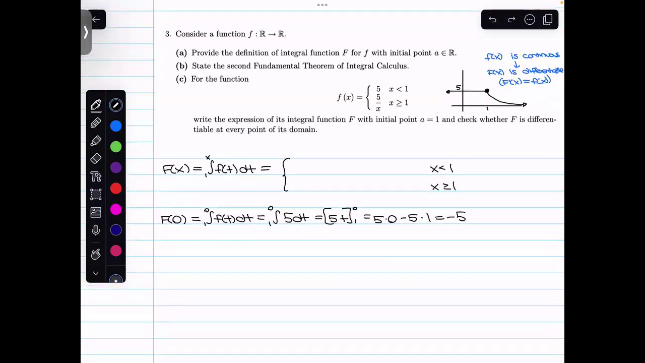Now, this was just an example. We don't actually know what x is, we just know it's less than 1. But for any x less than 1, it's going to be the same kind of situation, in the sense that you're integrating from 1 to a number which is to the left, and that means you're only going to integrate the left function, which is 5. So we always start from 1 because that's where they tell us to start. But now to generalize, instead of going up to 0, which was just an example, we actually go up to x.